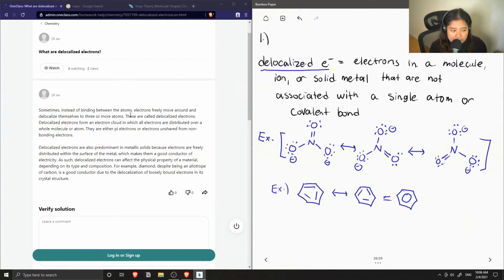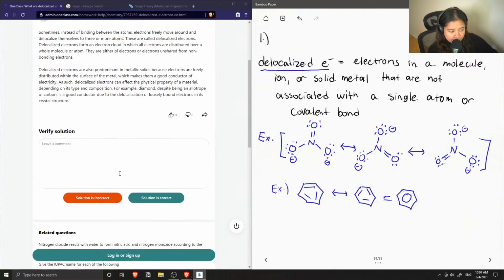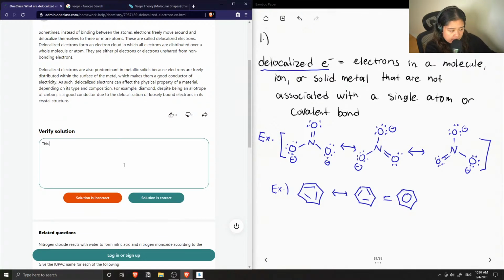Delocalized electrons are also predominant in metallic solids because electrons are freely distributed within the surface of the metal, which makes them a good conductor of electricity. As such, delocalized electrons can affect the physical property of a material depending on its type and composition. For example, diamond, despite being an allotrope of carbon, is a good conductor due to the delocalization of loosely bound electrons in its crystal structure. Okay, so this solution is correct.